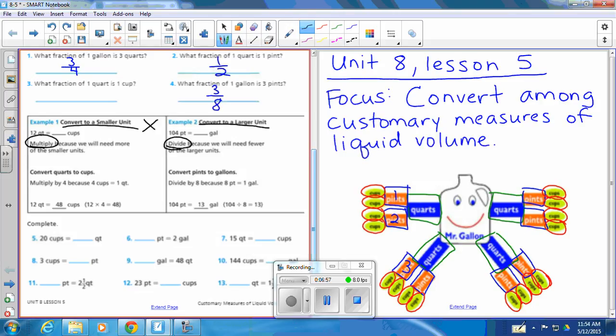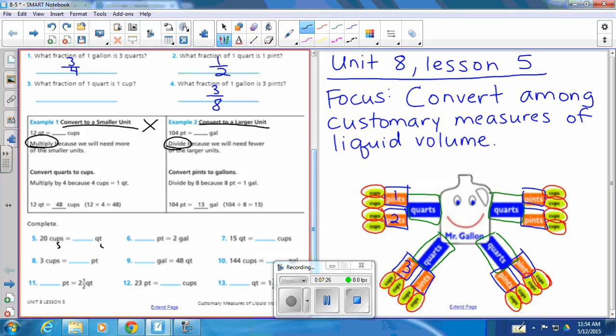So we divide, okay? So here for number 5, we have 20 cups to a quart. Which one's larger? Quart. So we're going from small to large. So what do we need to do? Going from small to large. Divide by what? Why 4?